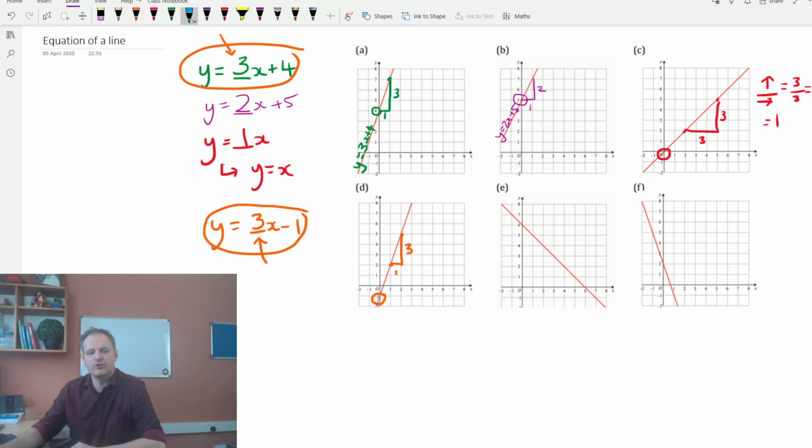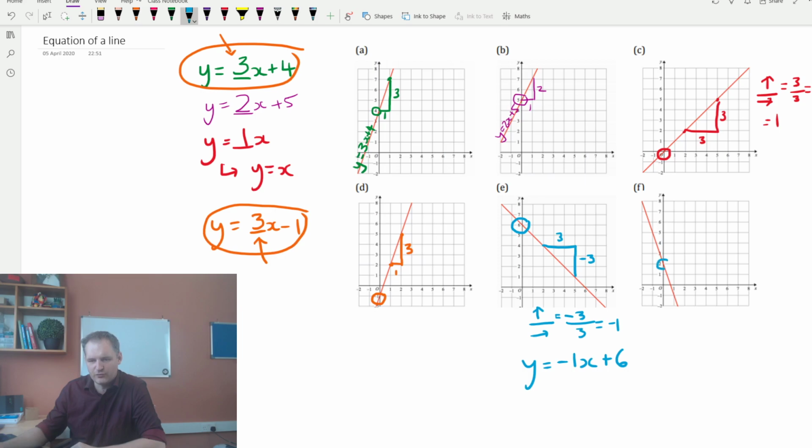The last two change it up slightly. They've got a 6, but this time when you go along 3, you go down 3. So that's a -3. When we're doing the gradient, you do how much it is up divided by how much it is along, but the up is -3 because it's actually down. Divided by 3 is -1. So this one is y equals -1x plus 6.